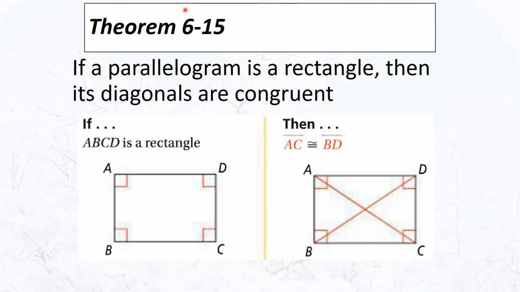We are moving to the next theorem. If a parallelogram is a rectangle, then its diagonals are congruent. Look at this. If ABCD is a rectangle, then AC is congruent to BD. So mainly three theorems we discuss in this lesson.